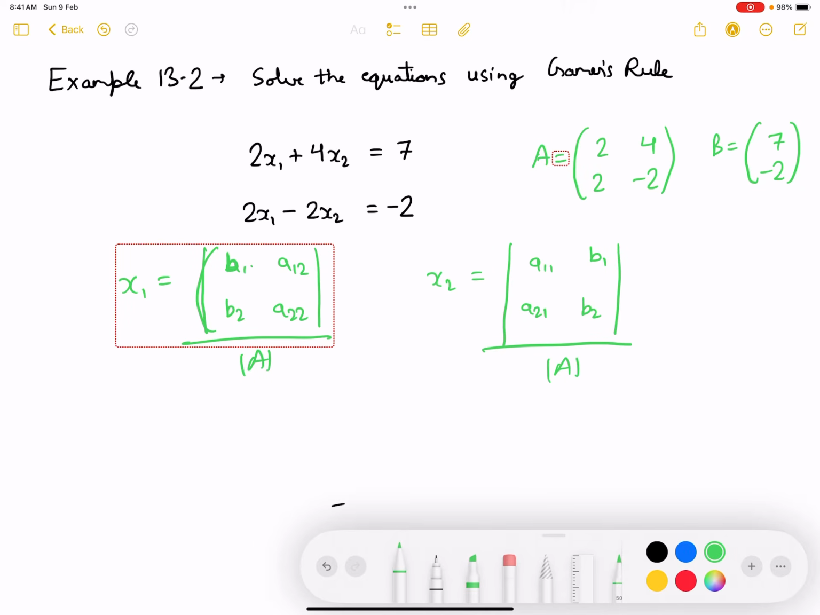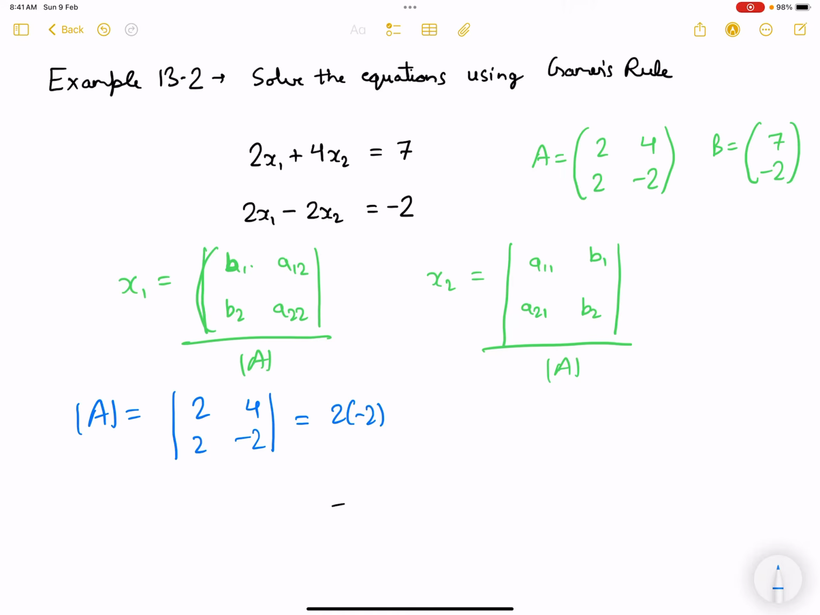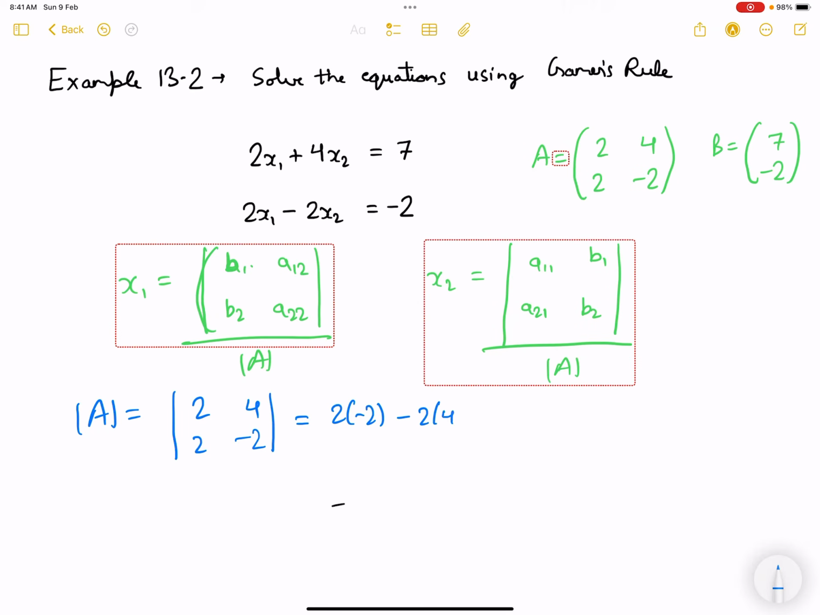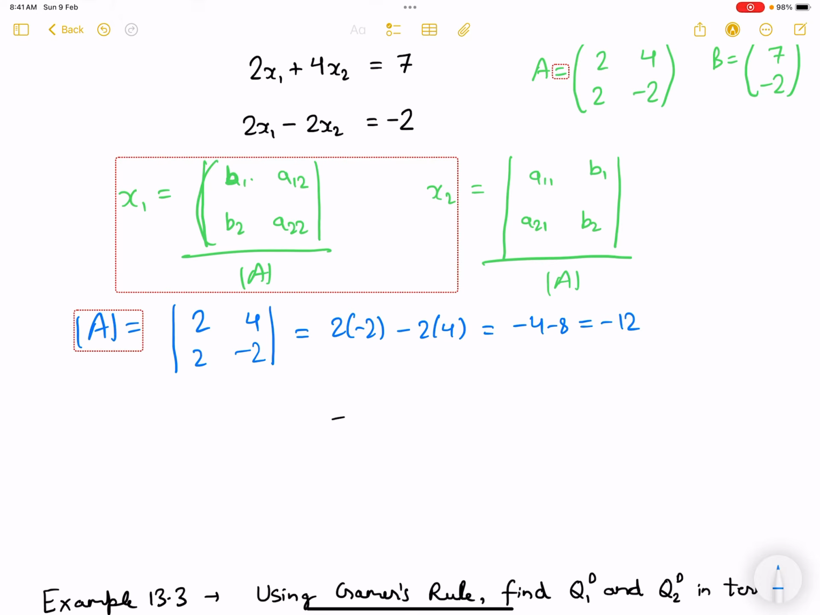Now, the determinant of A would be the determinant of 2, 2, 4, minus 2. So this gives us 2 into minus 2 minus 2 into 4. This is minus 4, minus 8, minus 12. So the determinant of A is minus 12.